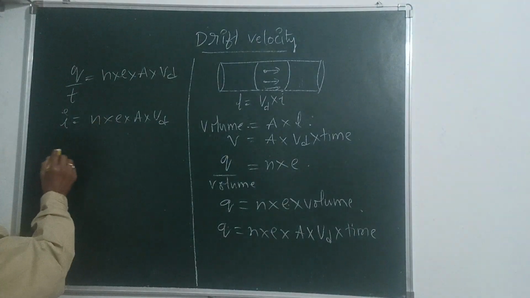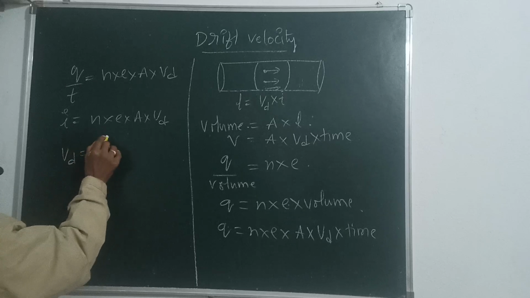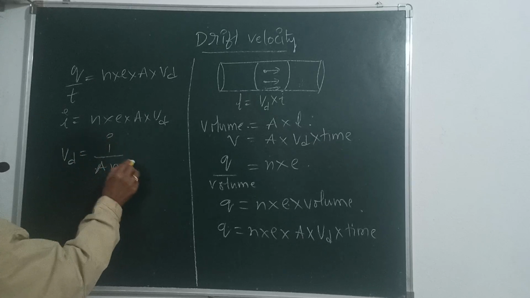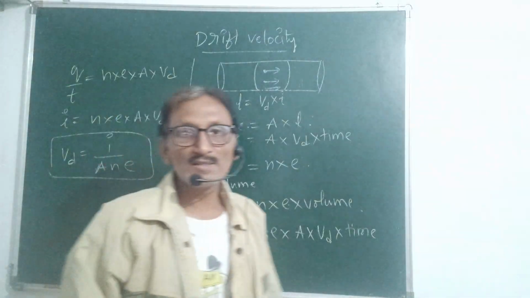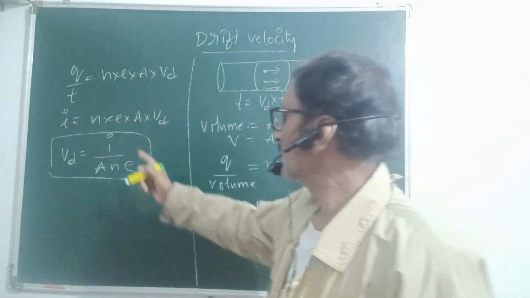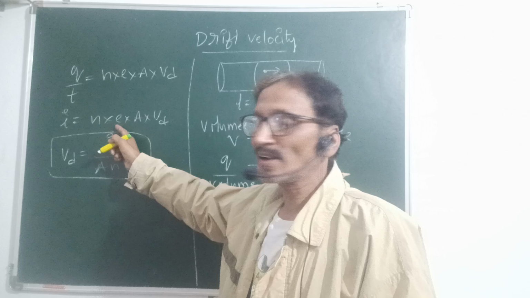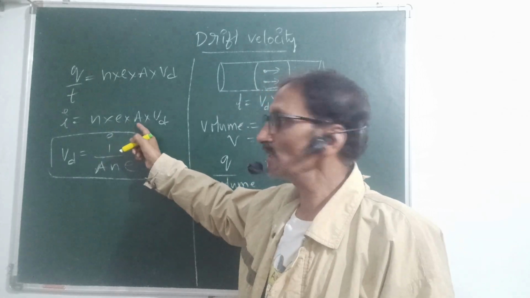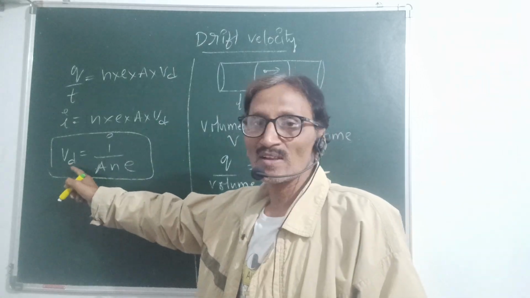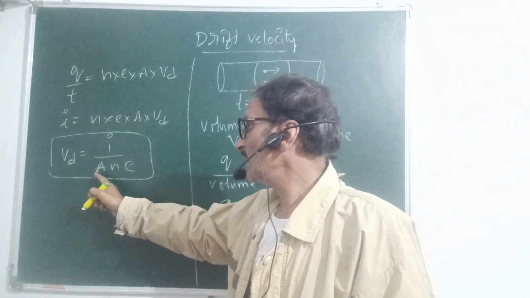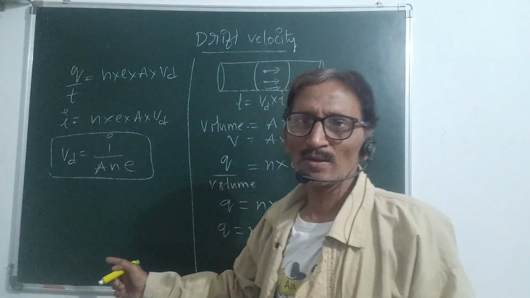Then we want the drift speed. So drift speed is equal to I by A n e. This is the drift velocity formula. So I is equal to n into A into Vd into e, that is number of charges into charge of each electron into area of cross-section into drift speed. Then if you want to calculate the drift velocity, it can be taken as I by A n e. Very easy to remember.